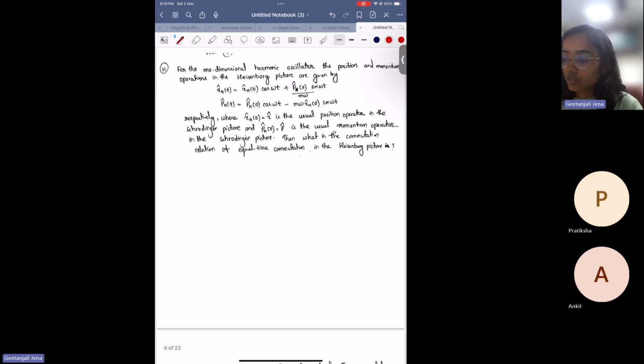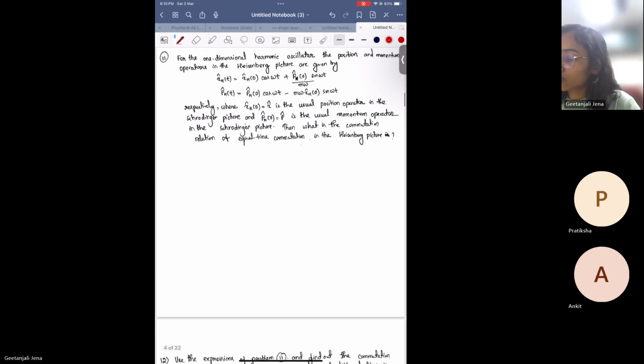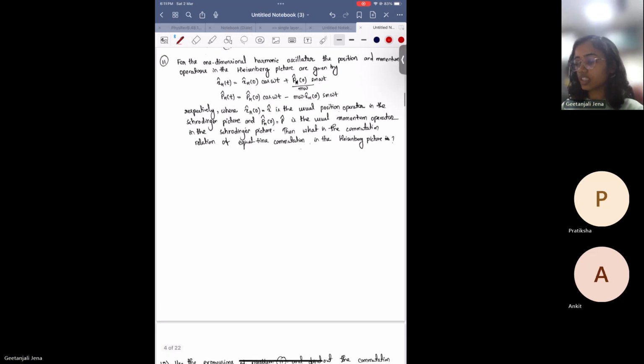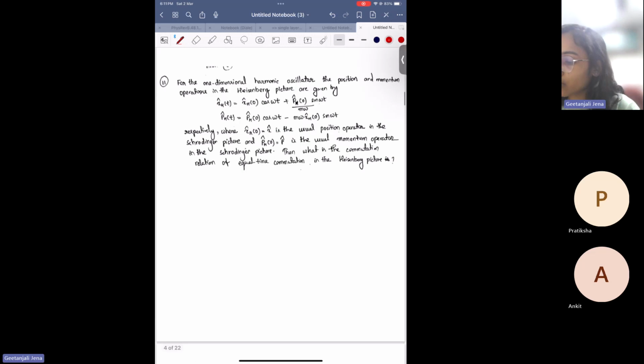All the questions that I prepared are based on the commutation relation as well as the Heisenberg picture and Schrodinger picture, so that it will help you to understand the concept as well as to solve the assignment. So go through the second question. Let me read out the question for you. This is given for the one-dimensional harmonic oscillator. The position and momentum operators in the Heisenberg picture are given by these expressions. So two expressions are given in the Heisenberg picture.